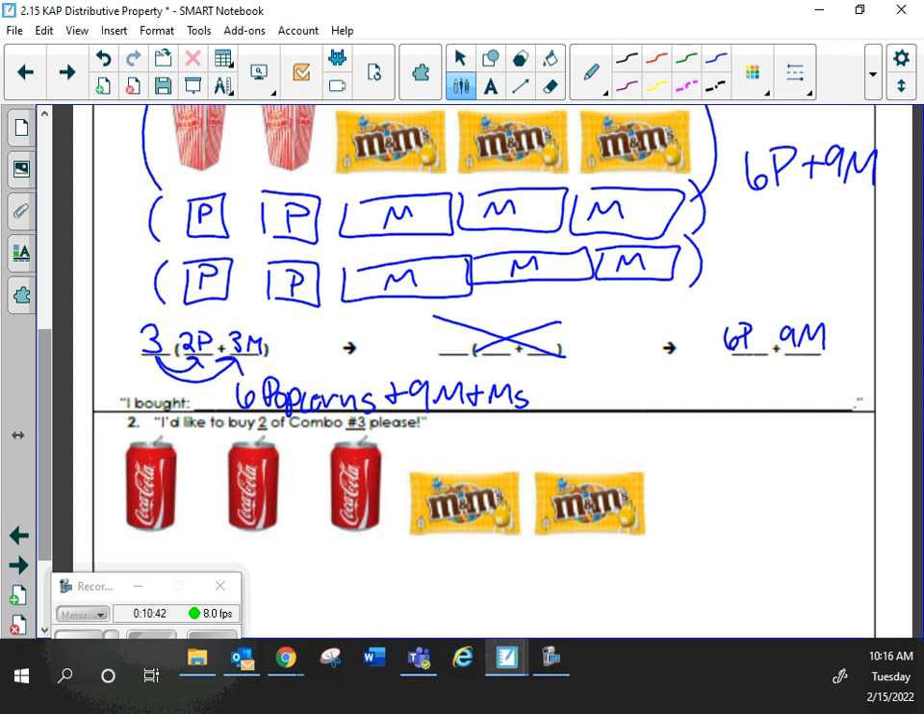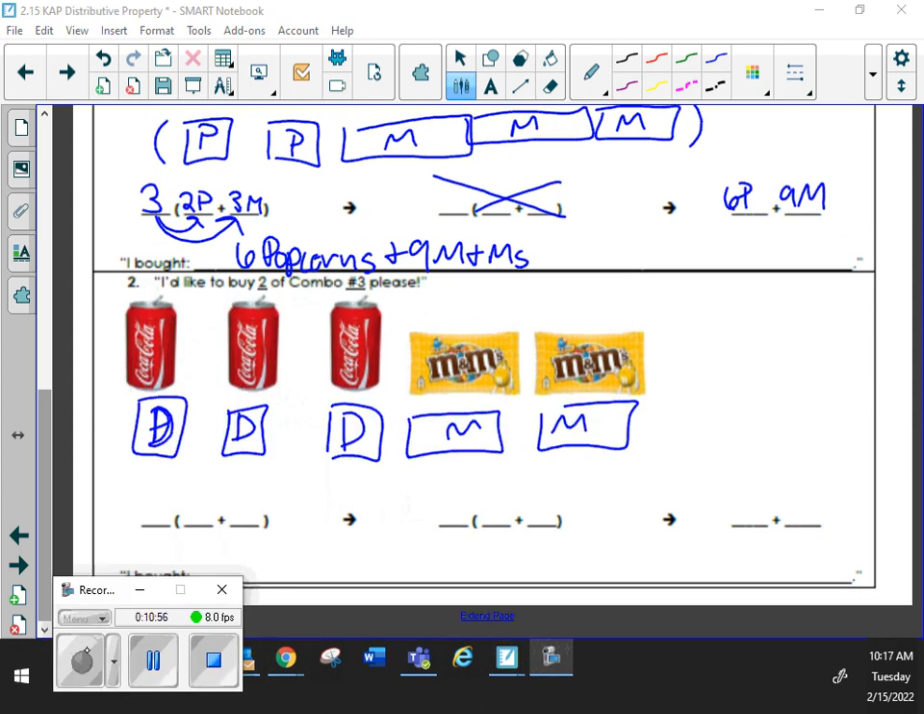Technically, there would probably be some multiplication happening between the 6 and the 2. If we're talking about the cost, you would first have to do 6 times the cost and all that stuff. Okay, go ahead and do the last one on your own. Pause and play when you're ready to check. Ready to go? All right.